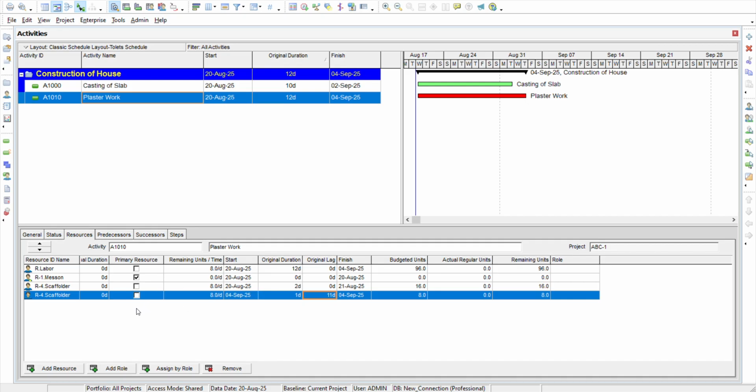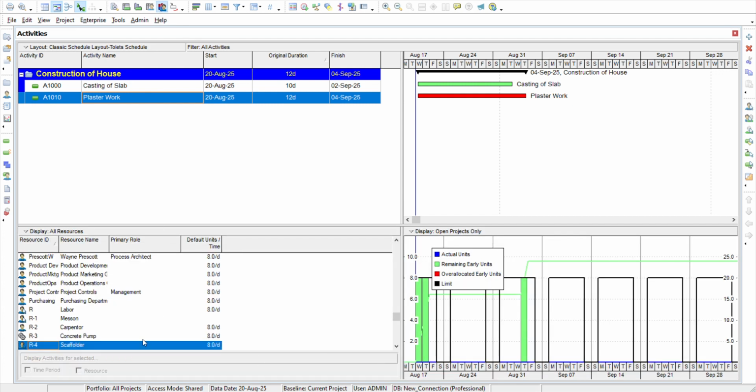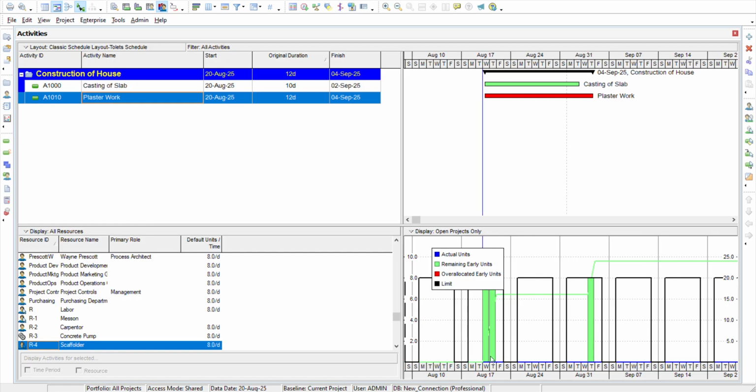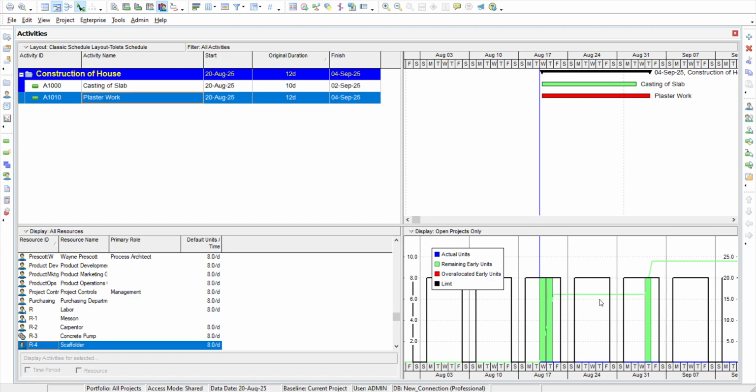Now let me show you the resource usage profile. Here you can see that the scaffolder is only assigned on 3 days. 2 days are at the start here and 1 day is at the end of the activity of plasterwork. So this is how we can load the resources.